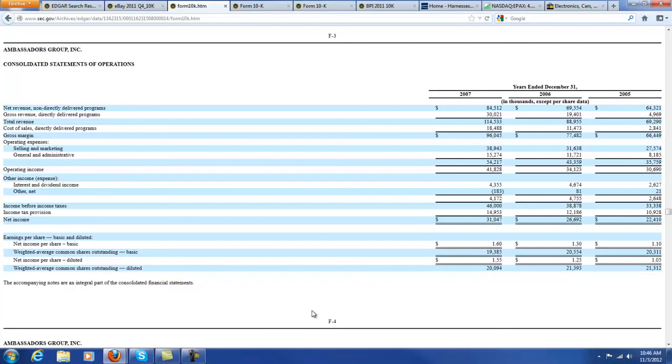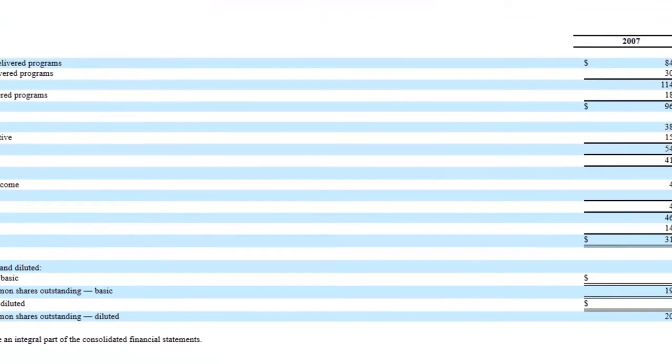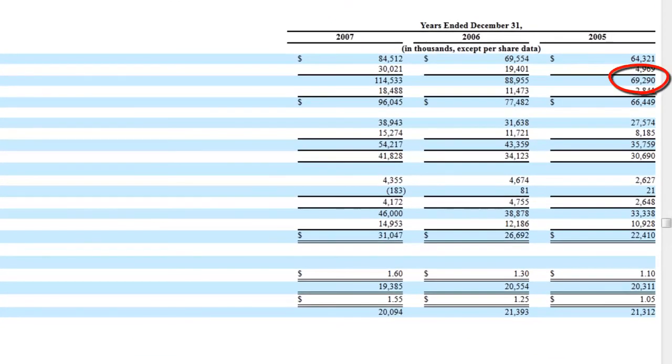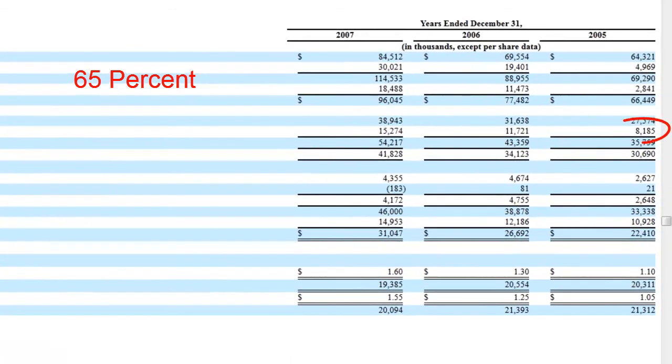As you can see, from 2005 to 2007, revenues increased from 69.2 million to 114.5 million, which represents an increase of 65%. General and administrative expenses increased from 8.2 million to 15.2 million, which is 86%. In other words, general and administrative expenses increased faster than revenues, 86% versus 65%.